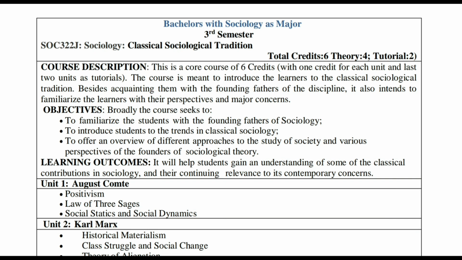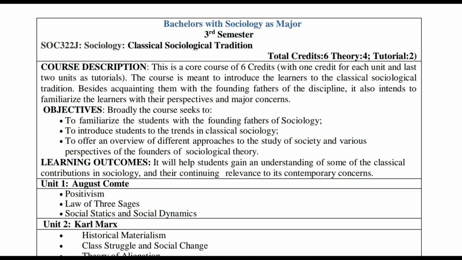Firstly, we will discuss the syllabus of the major course. Bachelors with Sociology as major, third semester. SOC 322J, this is the code. Sociology, Classical Sociological Tradition. Total credit is 6, Theory 4, Tutorial 2. Course description: this is a core course of 6 credits with 1 credit for each unit and the last 2 units as tutorials.